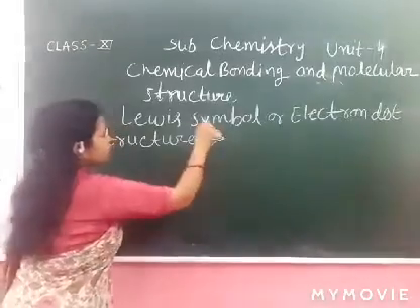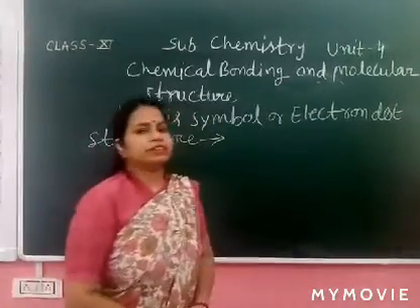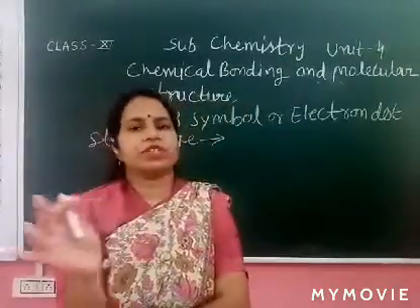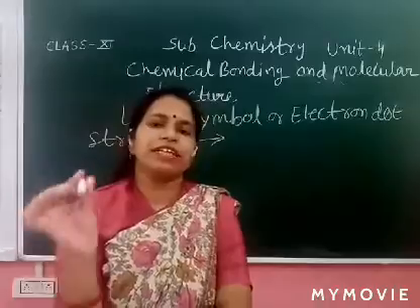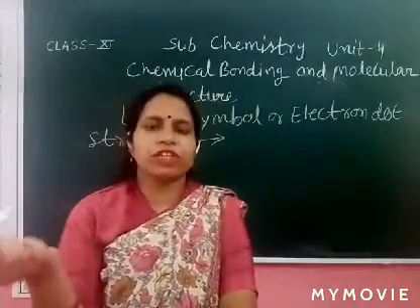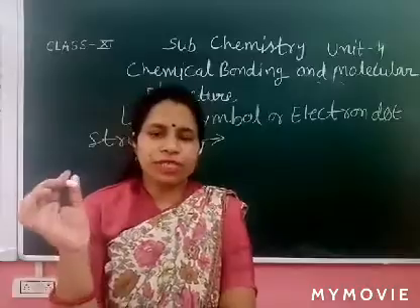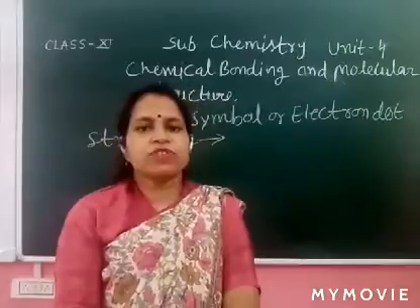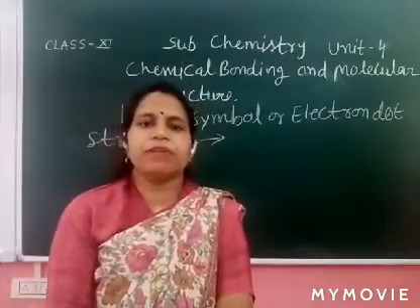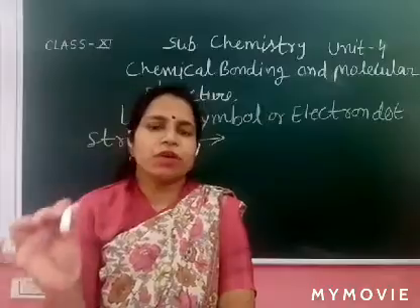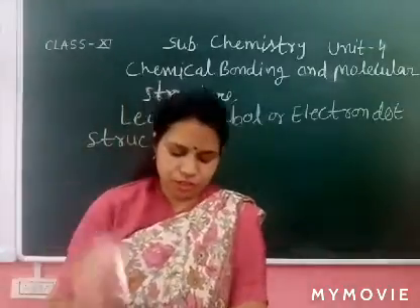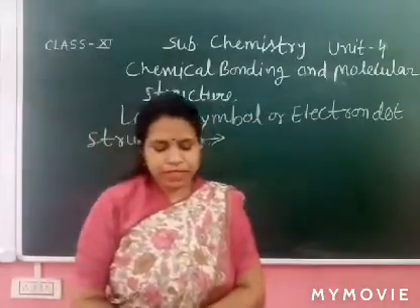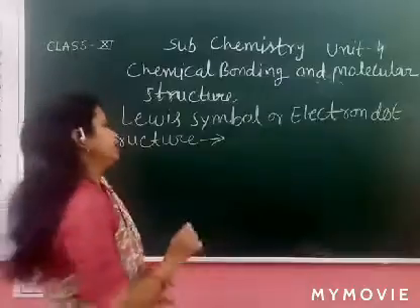For this topic you have to learn, as I already told you, the valence electron. In the electron dot structure, the valence electrons are represented as dots, so it is called the Lewis symbol. According to the scientist Lewis, the valence electrons present in the outermost shell are represented by dots, so this is called the electron dot structure. So Lewis symbols are notations to represent the valence electrons in an atom.